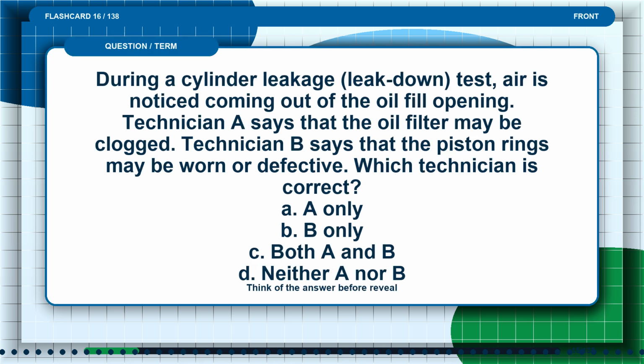Flashcard 16. During a cylinder leakage leak-down test, air is noticed coming out of the oil fill opening. Technician A says that the oil filter may be clogged. Technician B says that the piston rings may be worn or defective. Which technician is correct? A only, B only, C, both A and B, D, neither A nor B. Pause and think of the answer before the reveal.